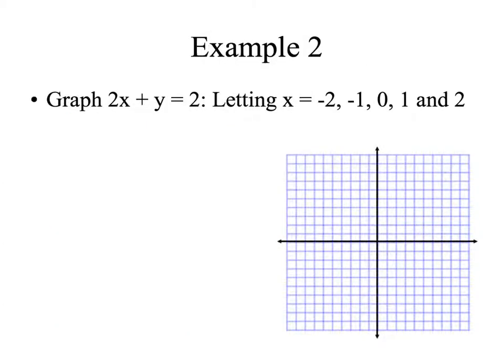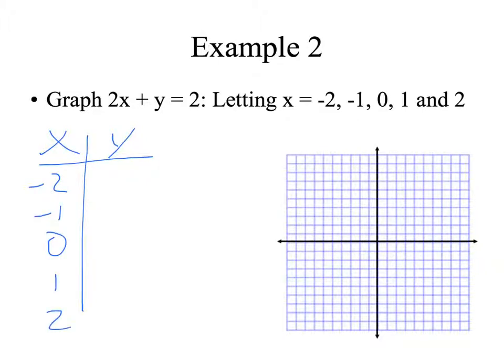So here's a similar problem, very close to exactly what we were doing before. So again, we're just going to plug our values here into the equation. And we're going to do that by making a chart to keep ourselves organized. So -2, -1, 0, 1, and 2. If I plug -2 into the equation, 2 times -2 is -4. I'm going to add 4 to each side, so I get 6.